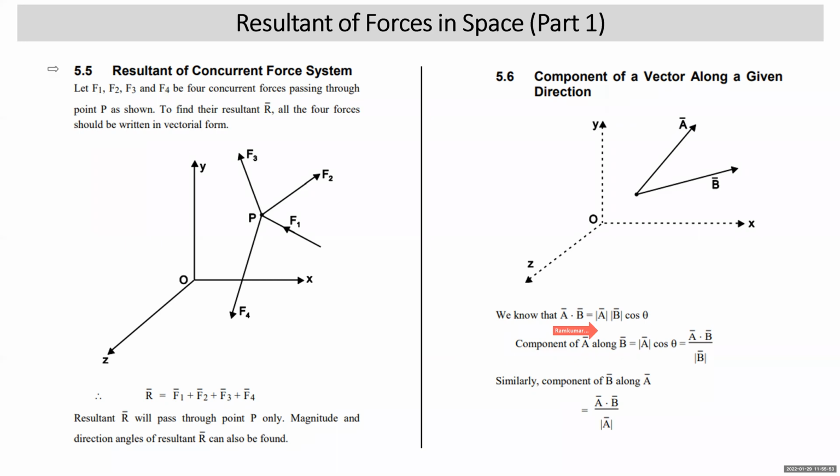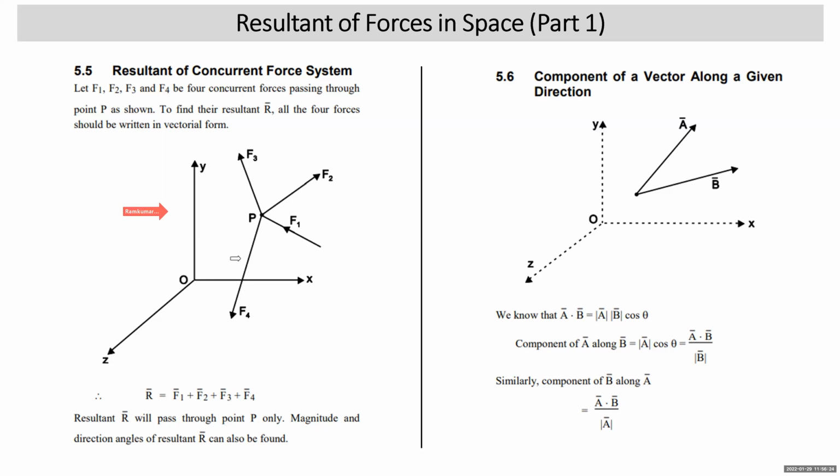All right. Now, how do we find the resultant of the concurrent force system? In the given diagram, I have shown forces F1, F2, F3, and F4. They are passing through point P. That means the forces F1, F2, F3, F4 are in space, but still they are passing through point P. So I'll call this a concurrent force system in space. What we call it as resultant of concurrent force system in space or space concurrent force system.